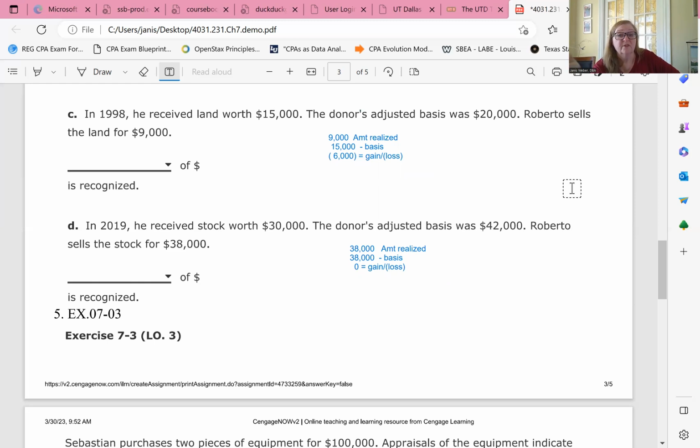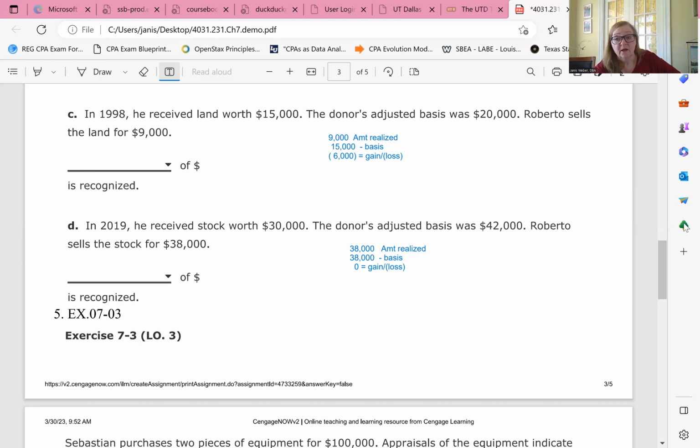So on the dual basis, if it's a loss, you use the value at the date of the transfer. So the $15,000 is going to be our basis. They wouldn't let us use the 20 and produce a higher loss, so they're limiting our loss by doing it this way. If we sold it for less than either of these two values, then we aren't able to use the carryover basis. So we have a loss basis of $15,000. We take the $9,000 sales price minus 15, which gives us a loss of $6,000. So in C, they want us to say a loss of $6,000 is recognized.